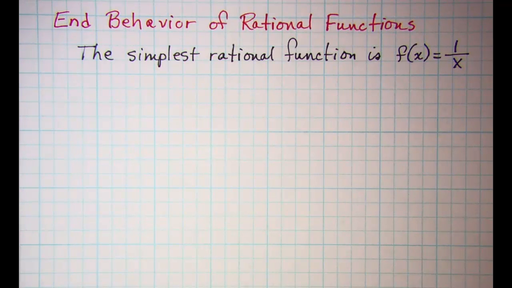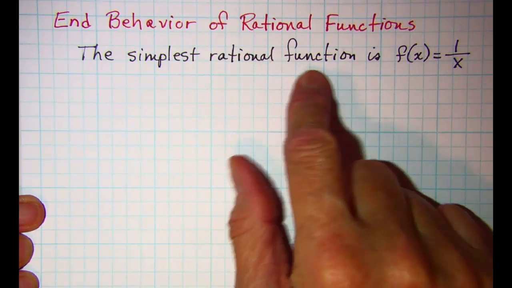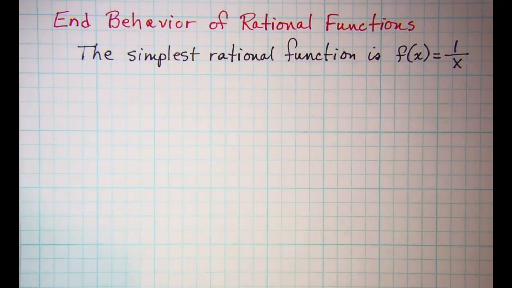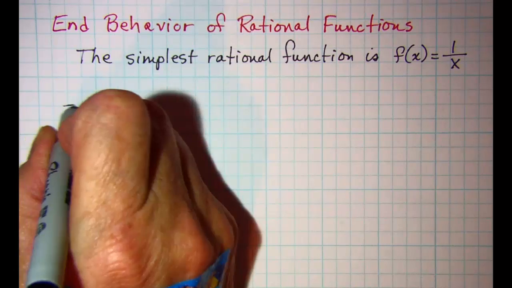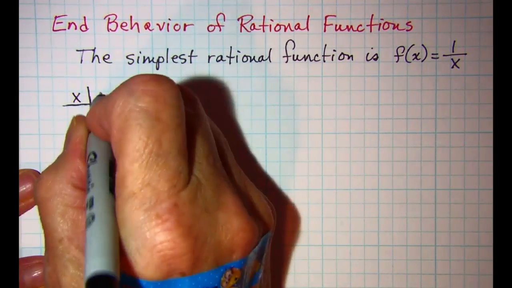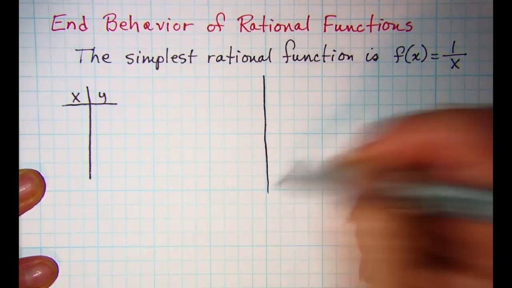In this video, we'll be looking at the end behavior of rational functions. Basically, a rational function is just a function that's written as a fraction, and our simplest rational function is the function f of x equals 1 over x. So let's take a look at how that function behaves. I'm going to set up an XY chart and look at the graph.